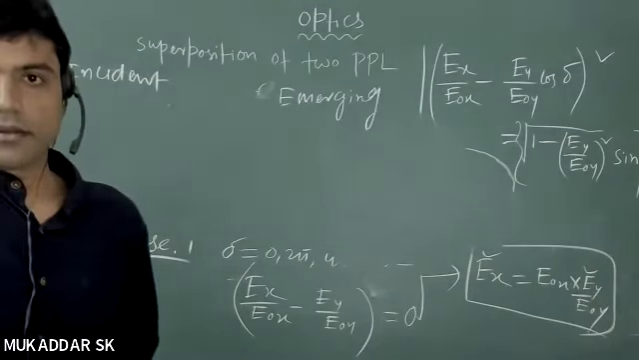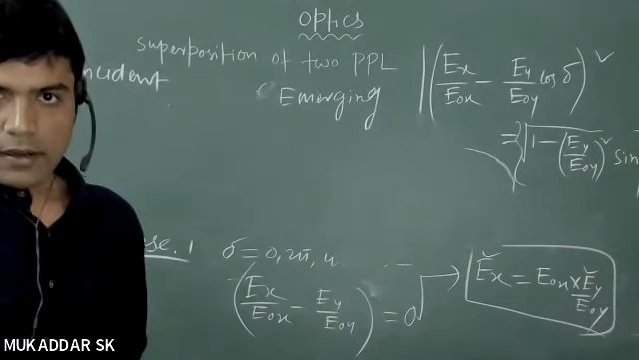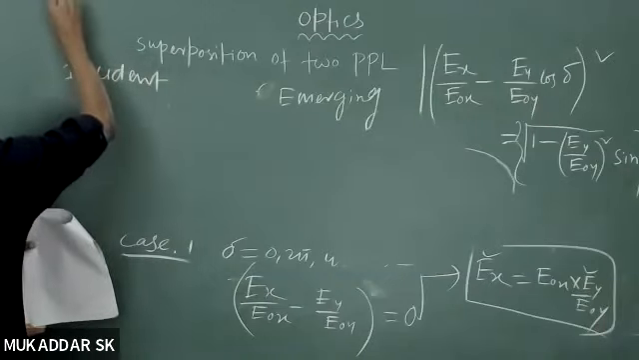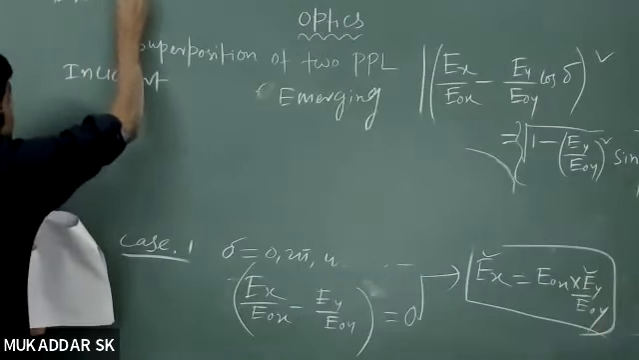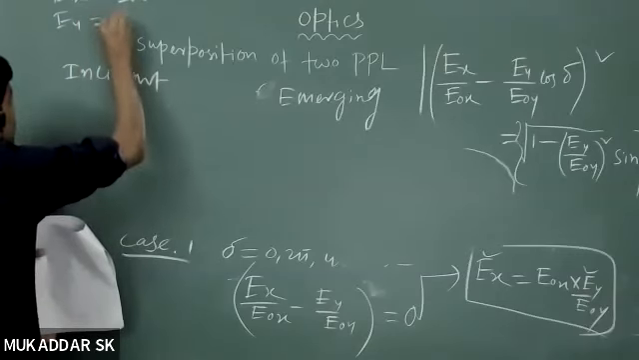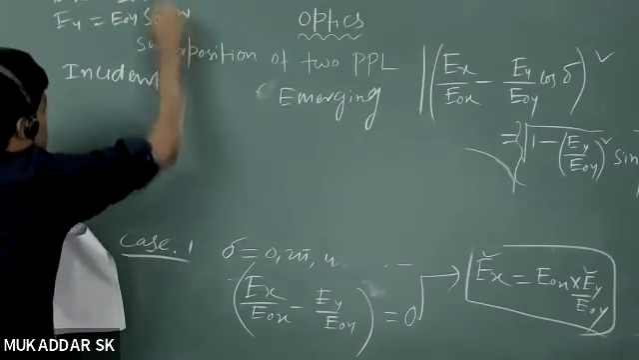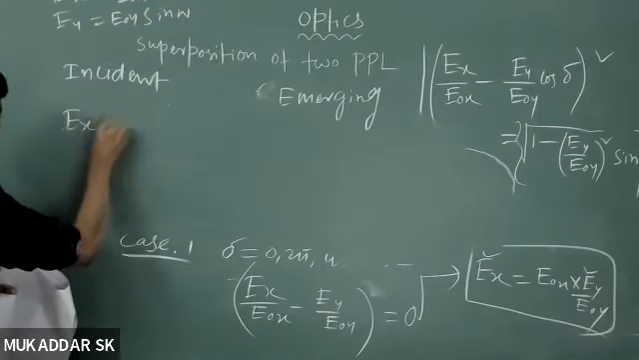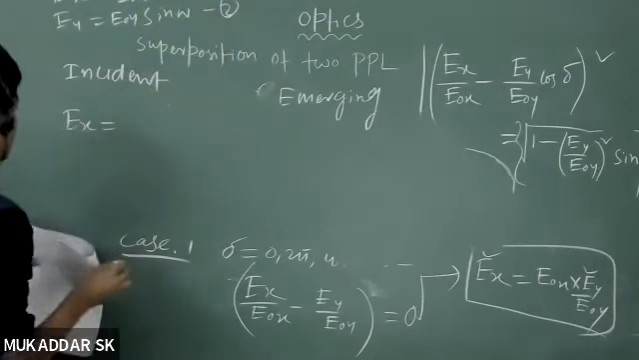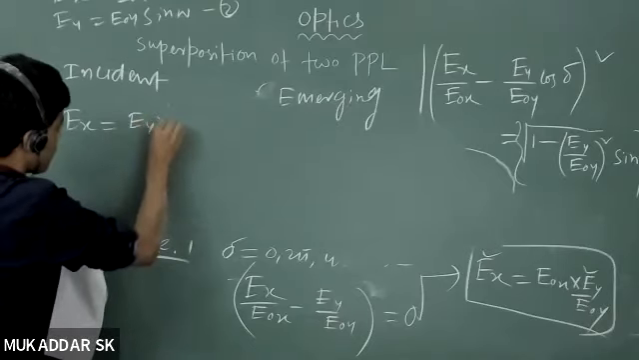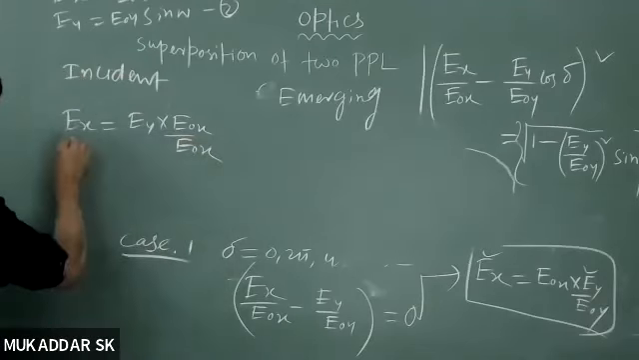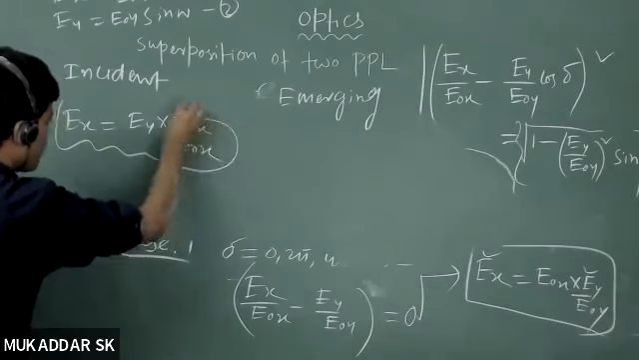It was like E naught x sin omega t for the incident ray, and Ey was how much? That was E naught y into sin omega t. If you remember, in the previous discussion we discussed Ex as E naught x sin omega t, and Ey as E naught y sin omega t. So if you divide equation 1 by 2, you will basically get Ex equals Ey into E naught x by E naught y. Okay. So this is the relation of Ex with Ey for the incident ray.